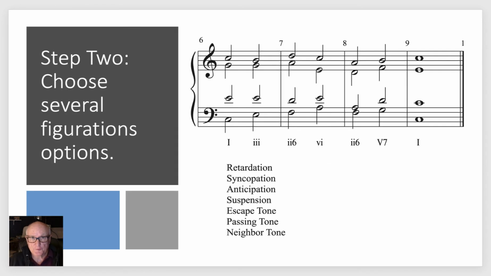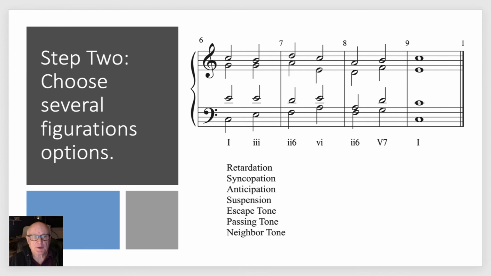Step 2 is you're going to choose several figuration options. Now you can use as many as you wish. And the neat thing about that is that you're not really stuck with too many, but you can look at the way the voice leading works and say, okay, I've got an E to an E, so what would sound really good as an ornament to that? Maybe an upper neighbor or a lower neighbor going from a note right back to a note. An anticipation might work really well at a cadential point, and so on. So you get to play around with this.